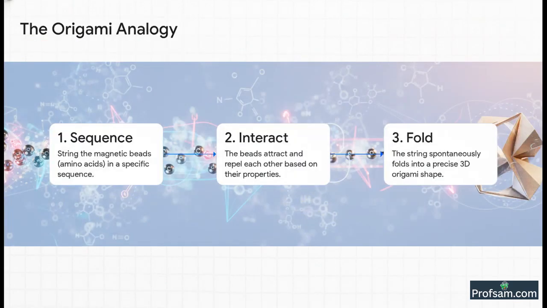Now, what if you string these magnetic beads together in a specific order? Well, because of their unique magnetic properties, some beads will attract each other and some will repel each other. And because of all this pushing and pulling, the entire string will spontaneously, automatically fold itself into a very precise and complex 3D shape. It's just like a piece of origami paper folding itself.